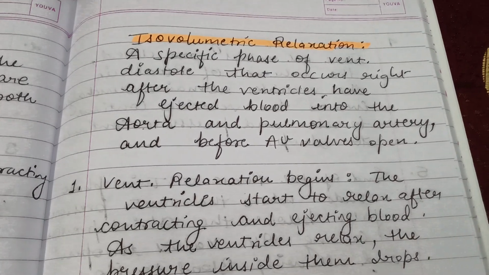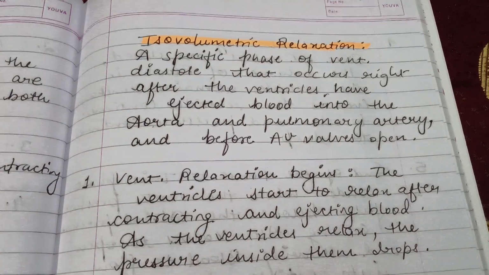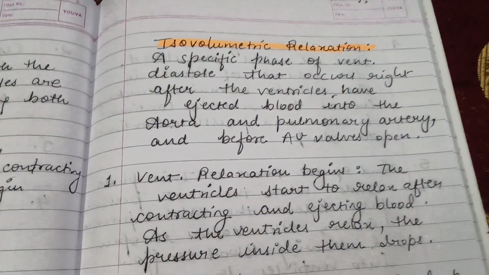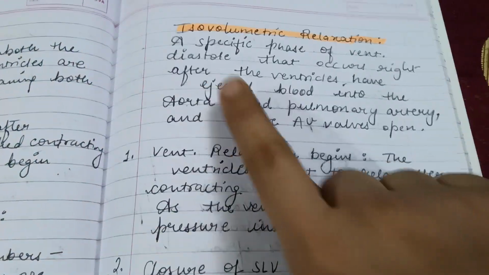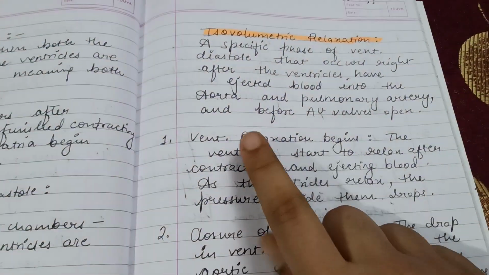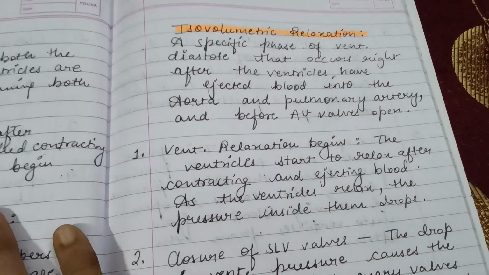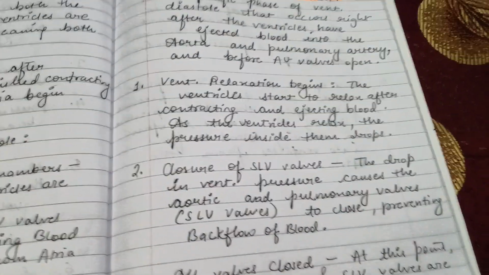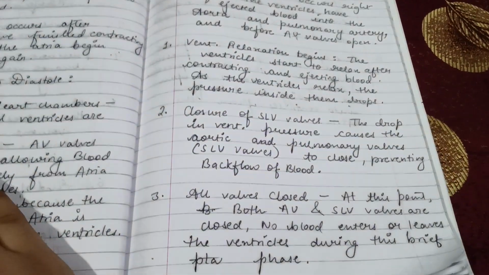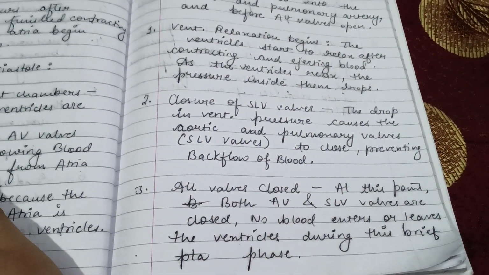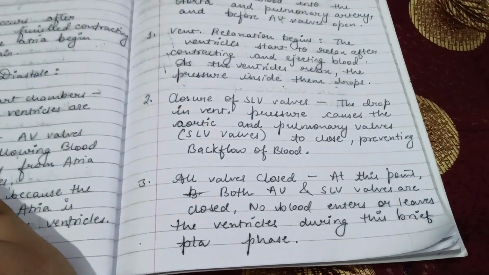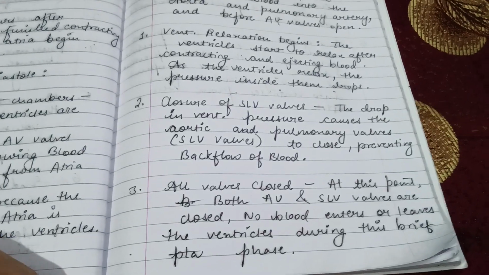You can just remember this as the phase when only and only ventricles relax, after ejecting blood, means after contracting they relax. So what happens is the ventricle relaxation begins. First of all, the ventricles start to relax after contracting and ejecting blood, and then the SL valves close. Why? Because the pressure in arteries rises as the pressure in ventricle drops, because it is relaxing.